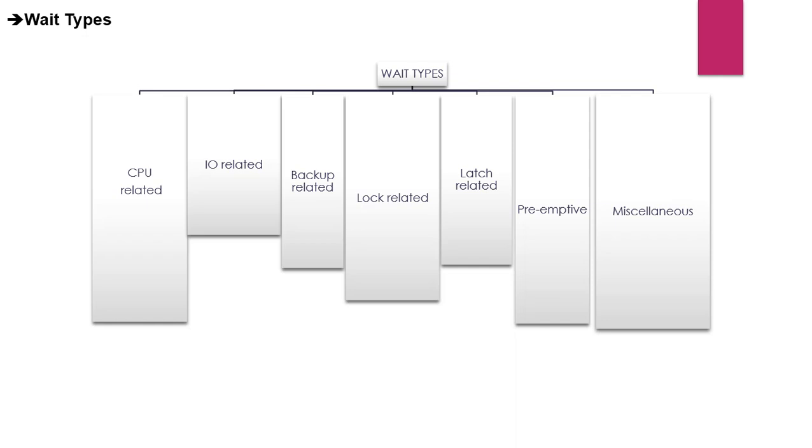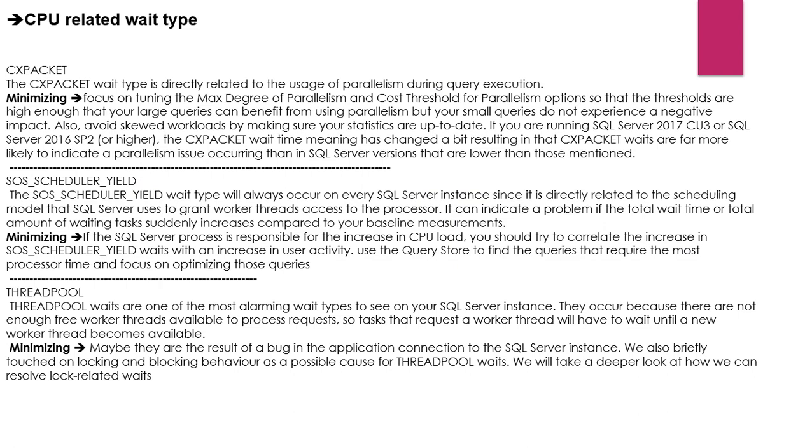Let's proceed with CPU related wait types. Basically, I had already mentioned all the information in a slide itself. By reading that slide, one can easily understand this wait type, and also how we can minimize that wait type.